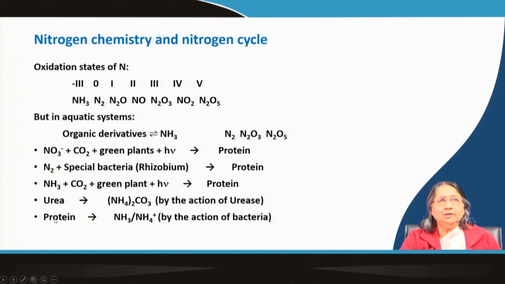Now protein is a very complex molecule, so it can be degraded by microorganisms to form ammonia or the ammonium ion by the action of bacteria. So these are the different things going on in nature with nitrogen compounds, very interesting chemistry.